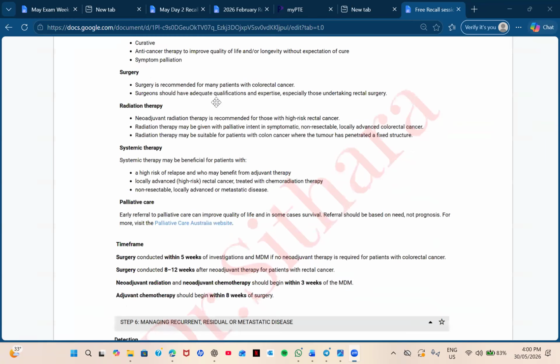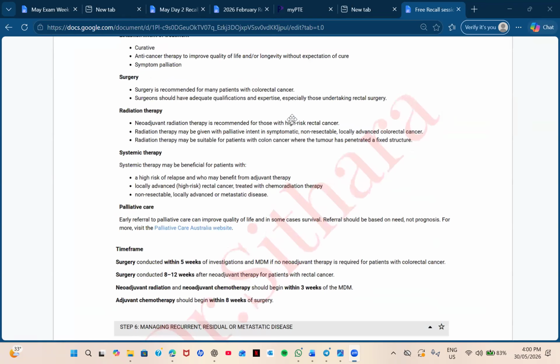Surgery is recommended for many patients with colorectal cancer, and the surgeon should have adequate qualification and expertise, especially those undertaking rectal surgery. So what about radiotherapy? Neoadjuvant radiation therapy is recommended for high risk rectal cancers. Radiation therapy may be given with palliative intent for symptomatic non-resectable locally advanced colorectal cancer. Radiation therapy may be suitable for patients with colon cancer where the tumor has penetrated fixed structures, right?